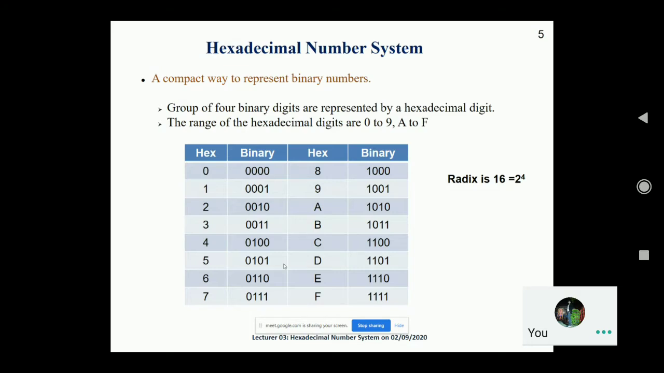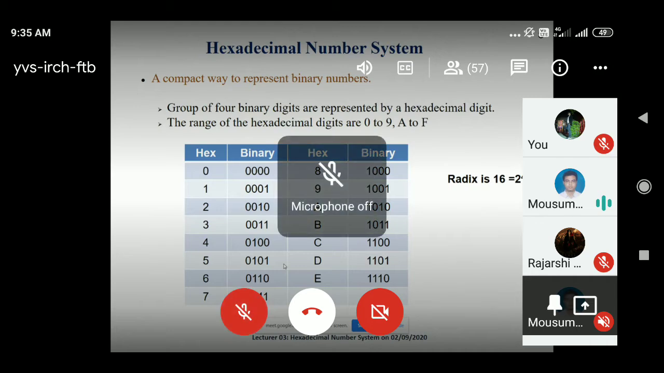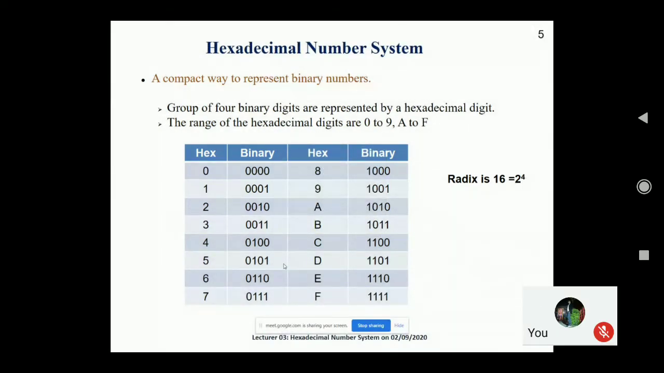Now we are going to the hexadecimal number system. It is another numbering system, similar to octal or any other, but in octal we use 3 bits, whereas here 4 binary digits are represented by one hexadecimal digit. What is the range? 2 to the power 4 means 16.